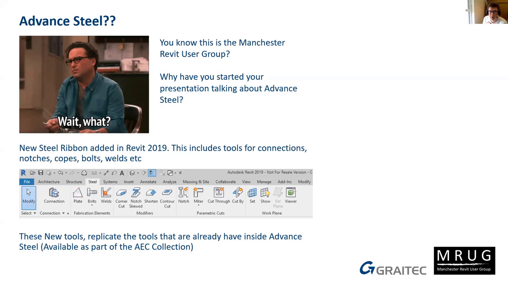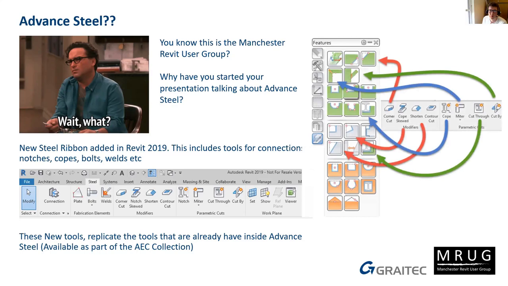In 2014, Autodesk bought Advanced Steel from Graitec. That is your Revit ribbon on the right hand side, and then that is the Advanced Steel tool palette on the left hand side. I've been using these tools for 12 years now. In 2016, I believe they put about 20 connections in. 2017, you had some connections, but you still needed to install the connections as a separate tool. And in 2018, they upped the number of connections to 130. Then in 2019, you actually got the steel tab. And then in 2020 and 21, they've been updating that tab.